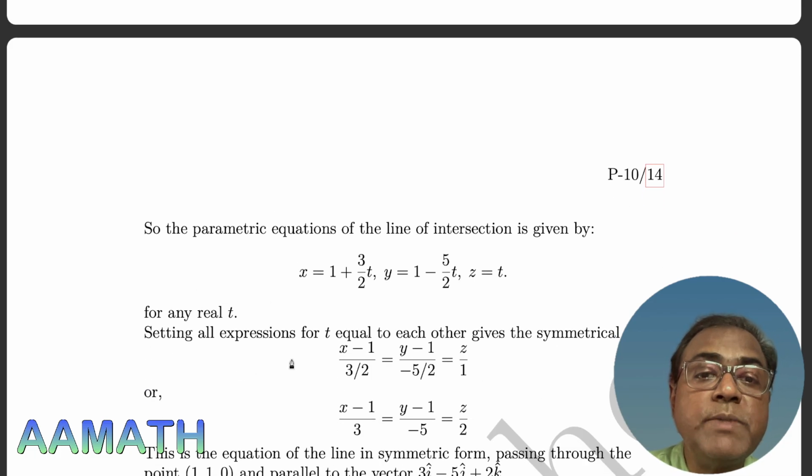Now setting all expressions for t equal, we find t from each: x minus 1 divided by 3 by 2, y minus 1 divided by minus 5 by 2, and z divided by 1. This equals t.